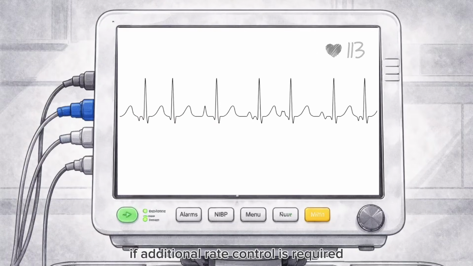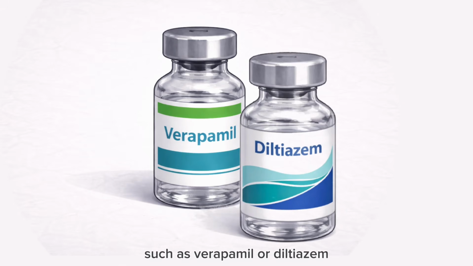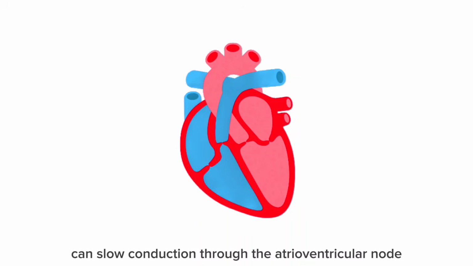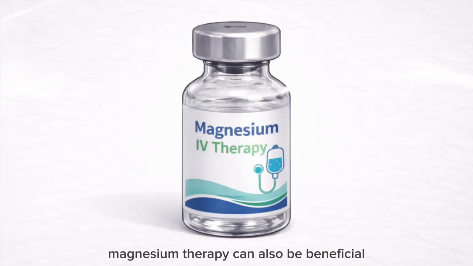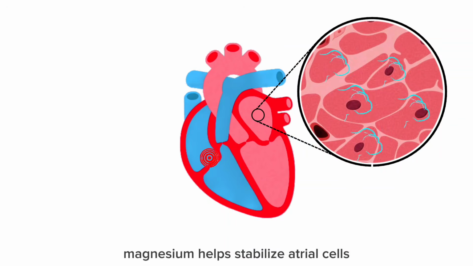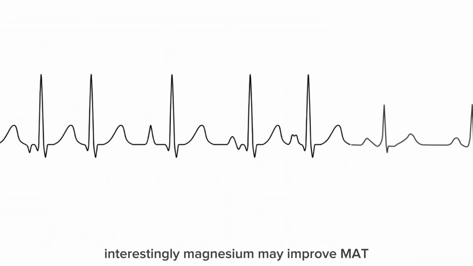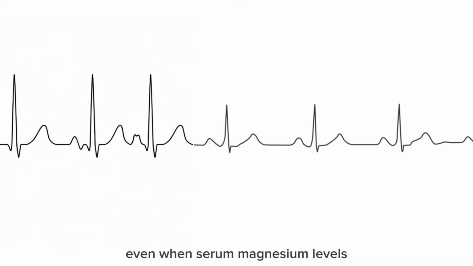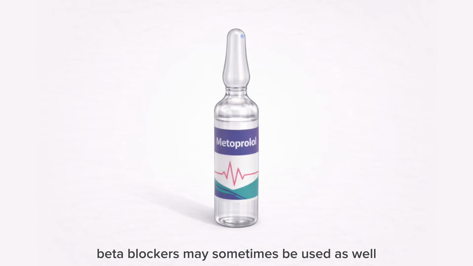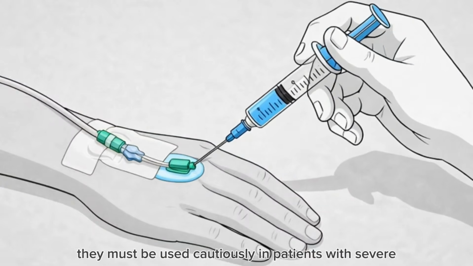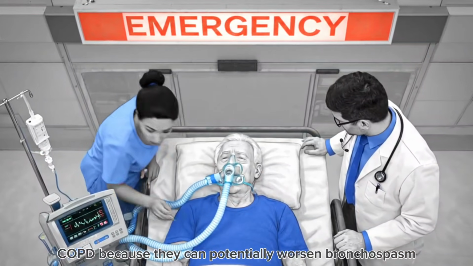If additional rate control is required, certain medications may be helpful. Calcium channel blockers, such as verapamil or diltiazem, can slow conduction through the atrioventricular node and help control the ventricular response. Magnesium therapy can also be beneficial. Magnesium helps stabilize atrial cells and reduce ectopic activity. Interestingly, magnesium may improve MAT even when serum magnesium levels are within the normal range. Beta blockers may sometimes be used as well. However, they must be used cautiously in patients with severe COPD because they can potentially worsen bronchospasm.